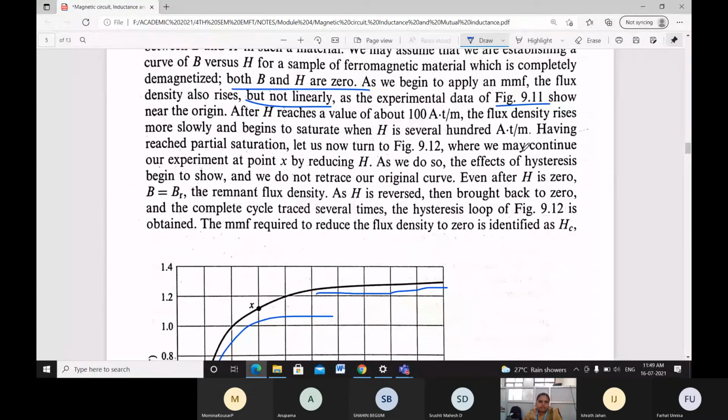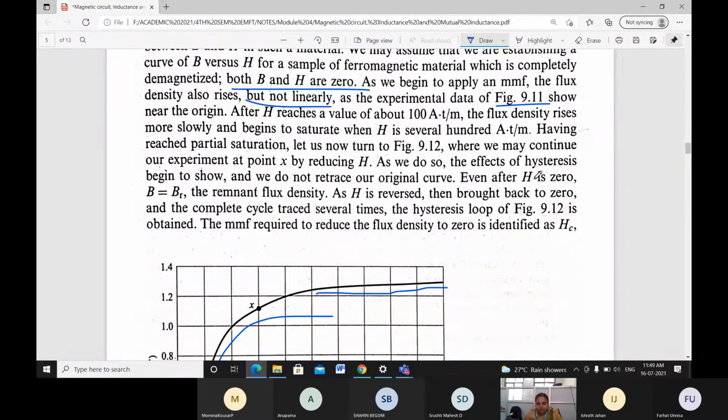Continuing with our experiment at a point x by reducing the value of H. After this, what is happening? The effects of hysteresis begin to show. We do not retrace our original curve. We are not able to get the same values as previously.